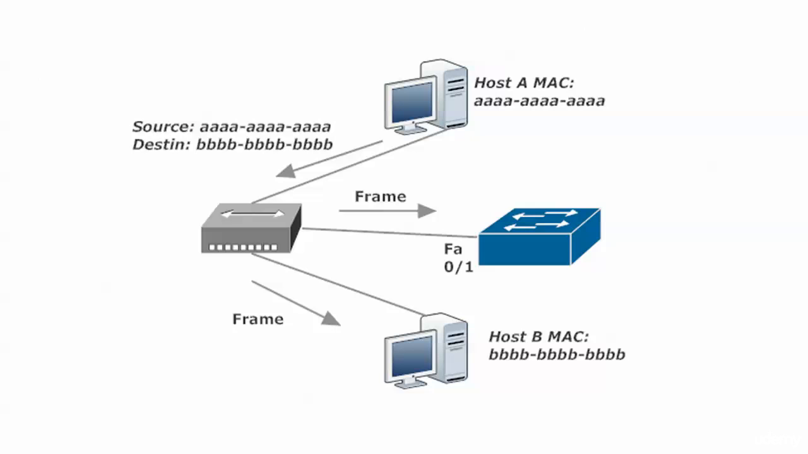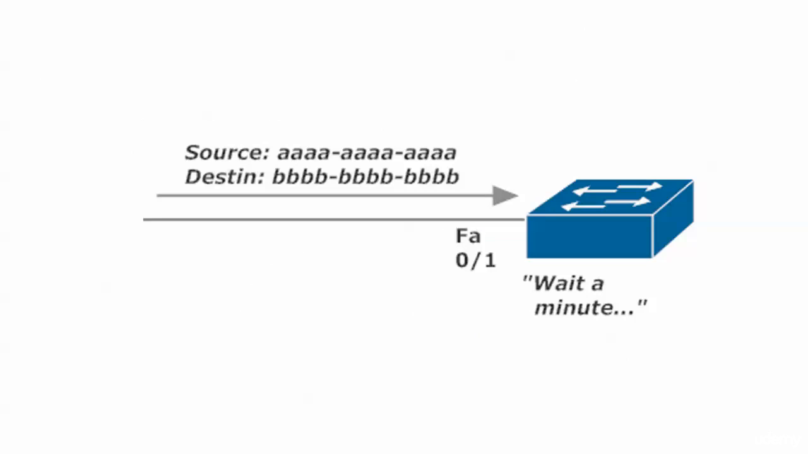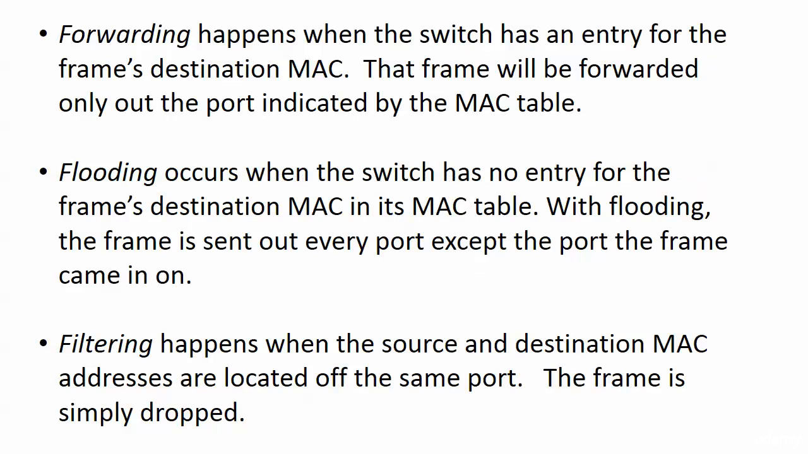And the switch looks at that incoming frame and says, wait a minute. This is not an illegal action, but it's very unusual. And this is when a frame gets filtered, which is just another way of saying it's going to get dropped. That's when the switch looks in its MAC address table and says, okay, the source and destination for this frame are both found off the same port, in this case FastEthernet 0/1, and it's just going to drop the frame. That's all that's going to happen.